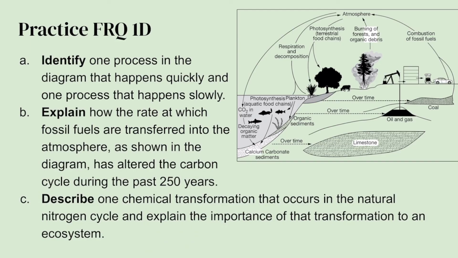And then finally, this is your practice FRQ for section 1D. This included both the carbon and nitrogen cycles. Parts A and B are about the carbon cycle. Part C is about the nitrogen cycle, and we'll go over these in class.